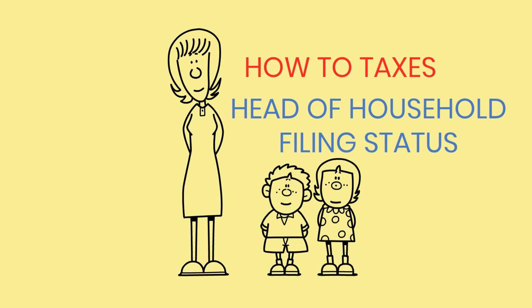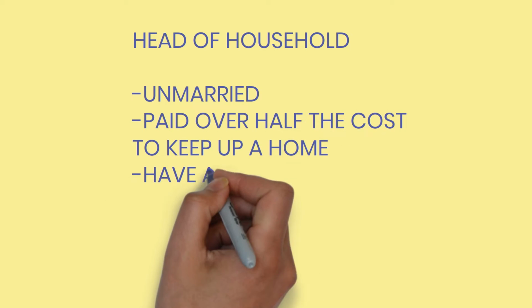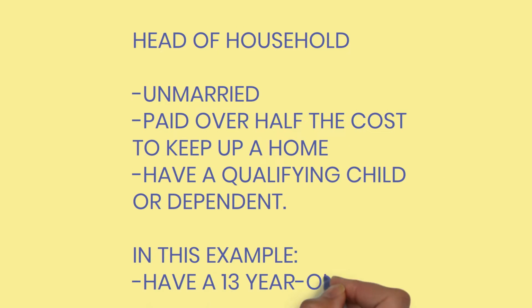To be considered head of household filing status, you must be unmarried, paid over half the cost to keep up a home, and have a qualifying child or dependent. In this example, you have a 13-year-old son.